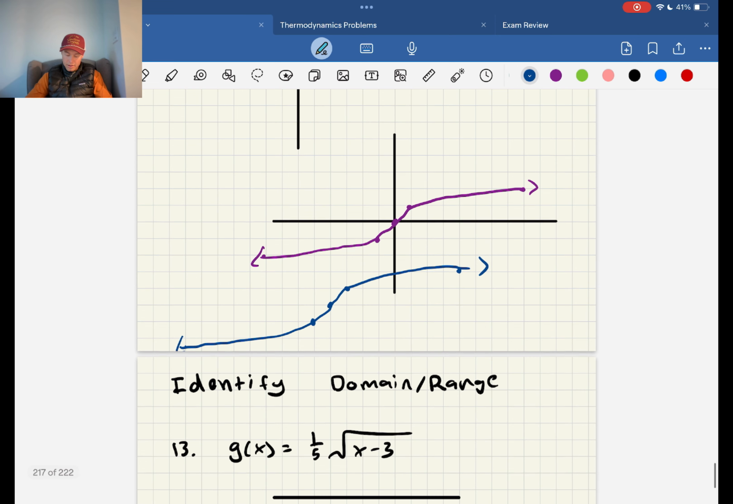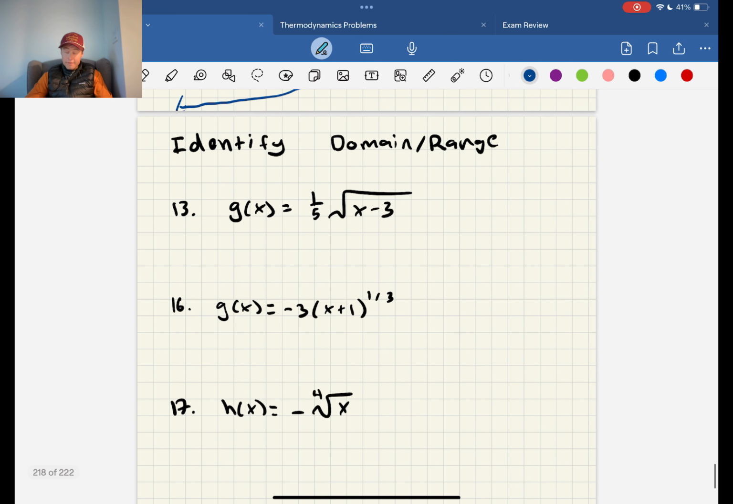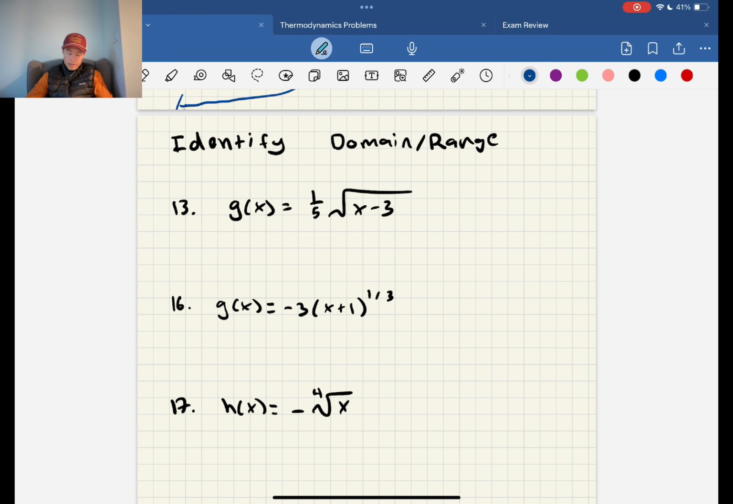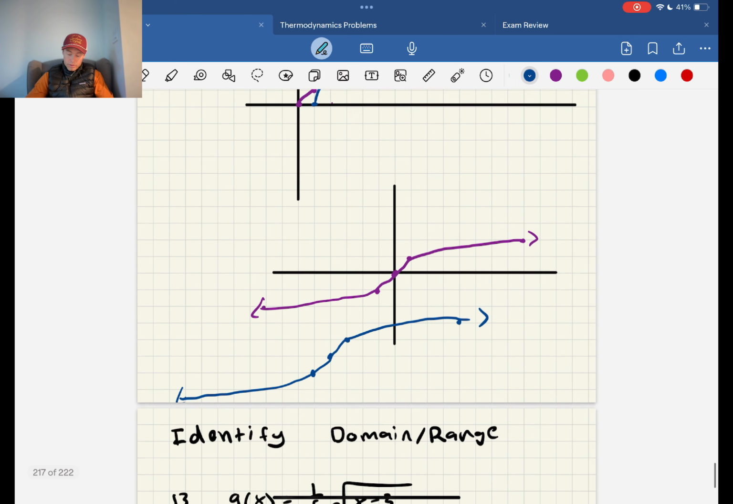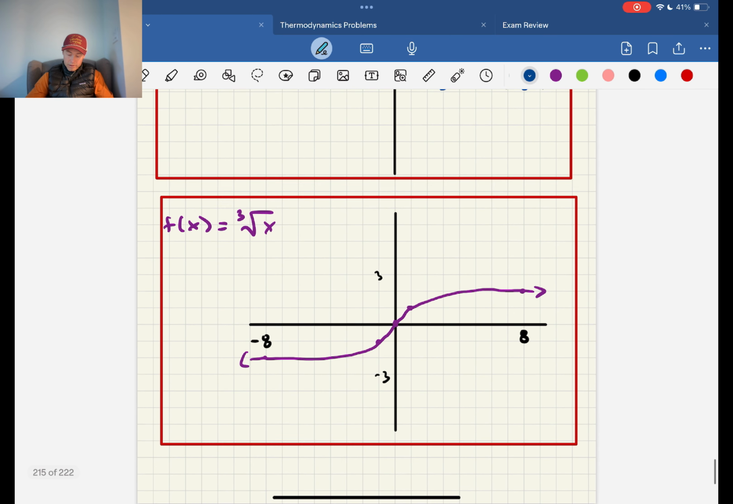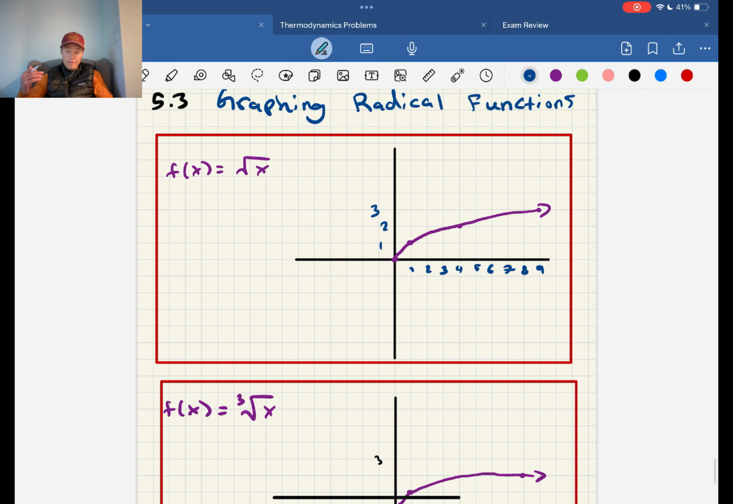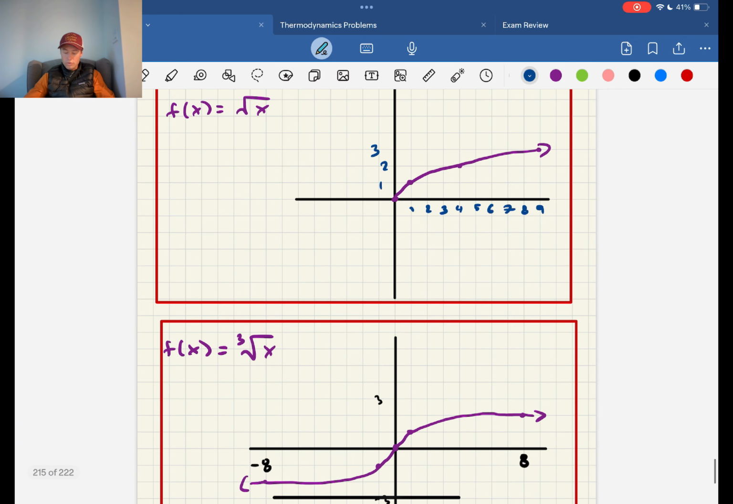All right. On these ones, we want to identify the domain and range. That's something that's quite important. So keep in mind, on square roots or even root functions, we have a domain restriction where you can only have positive values under the radical. That is not the case for cube roots.